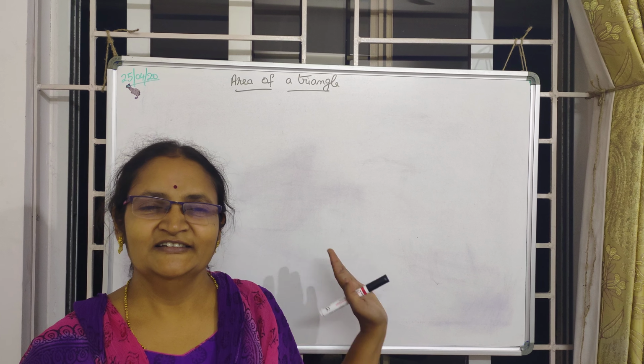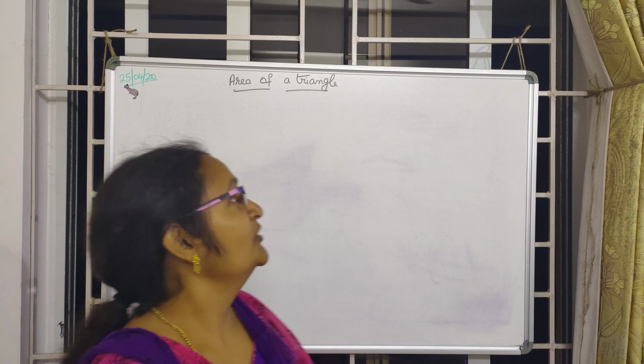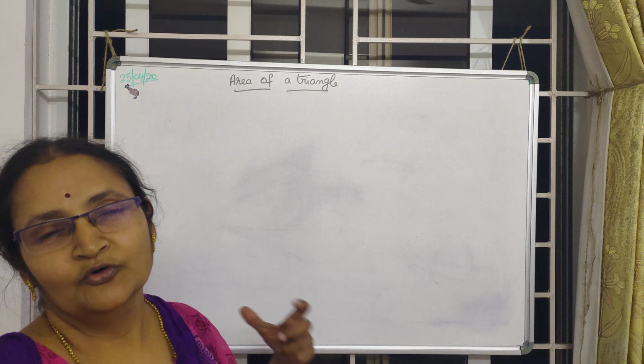Everyone, let us see the new concept. Today we are going to learn how to find the area of a triangle when the three points, the vertices A, B, C, are given to you. How we are going to find it out, we will see that one.